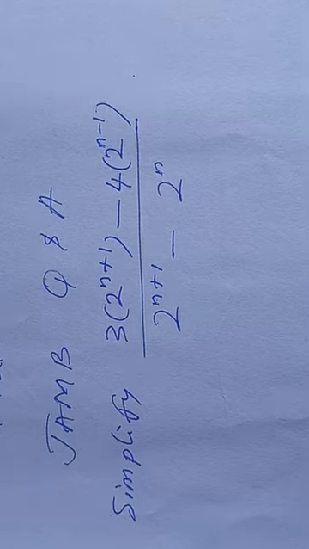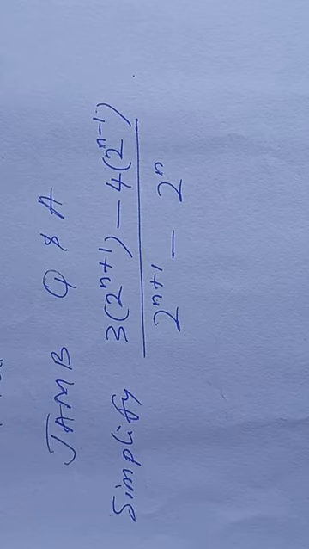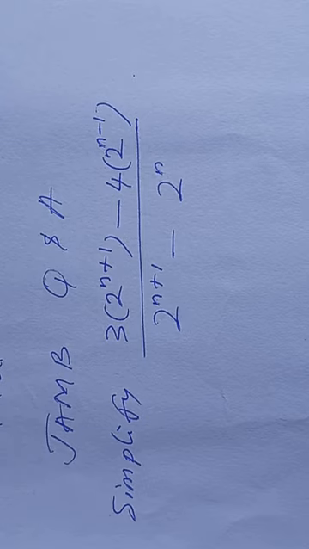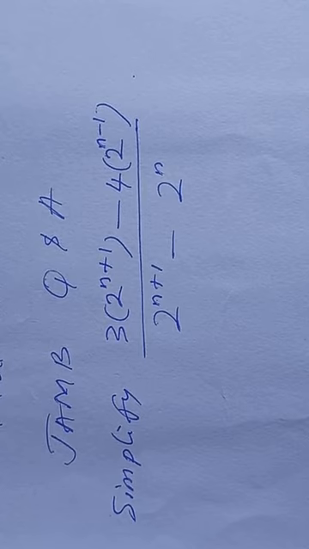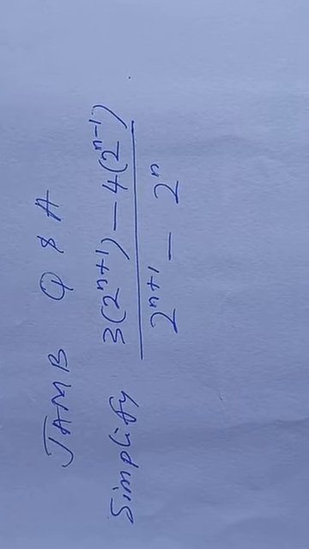And it's good like this as you see it from the screen. Simplify 3 into bracket 2 raised to power n plus 1 minus 4 into bracket 2 raised to power n minus 1, all over 2 raised to power n plus 1 minus 2 raised to power n. So that's the question, and then we can start dealing with the solution now.